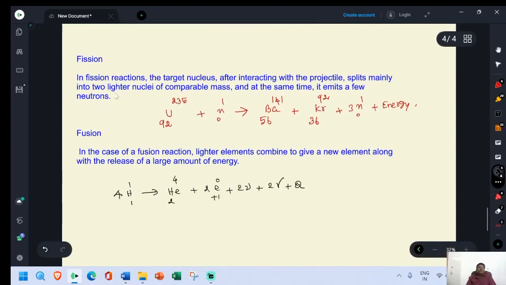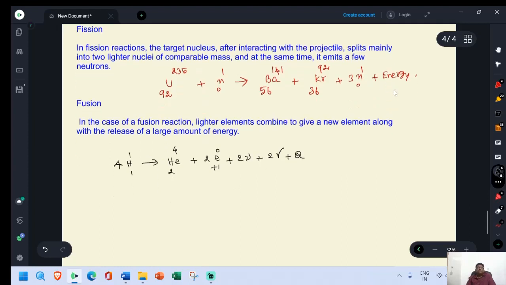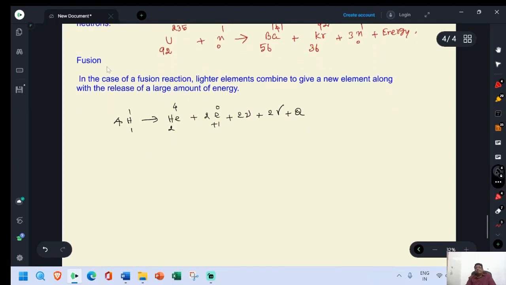This is a familiar one, fission reaction. In fission reactions, the target nucleus, after interacting with the projectile, splits mainly into two lighter nuclei of comparable mass, and at the same time it emits a few neutrons. Uranium-235, after bombarding with a neutron, provides barium and krypton with the emission of 3 neutrons and a huge amount of energy. Then fusion process.